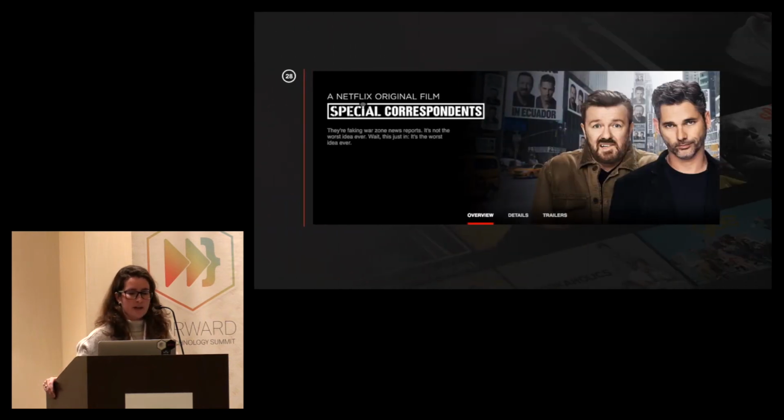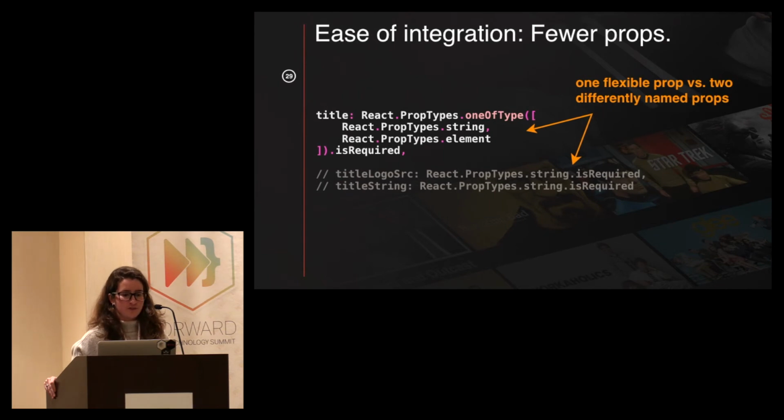So if we look at our component again, we're going to look at our title here, which has some text and also looks like an image for where it says special correspondence. In our component, this is our definition for the title prop. So one way that I could have done this is to have a prop called title logo source, which would have been a string, basically a URL that points to a logo that I might want to display, or a title string, which is just a string.